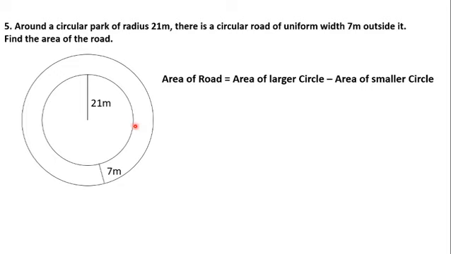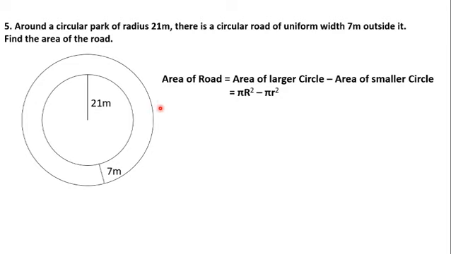Okay, but before we are able to do that, we need to remember that the area of a circle is pi r squared. So the larger circle we would represent by this capital R, and the smaller circle will be represented by this small r. So the area of the road will be pi big R squared minus pi small r squared.